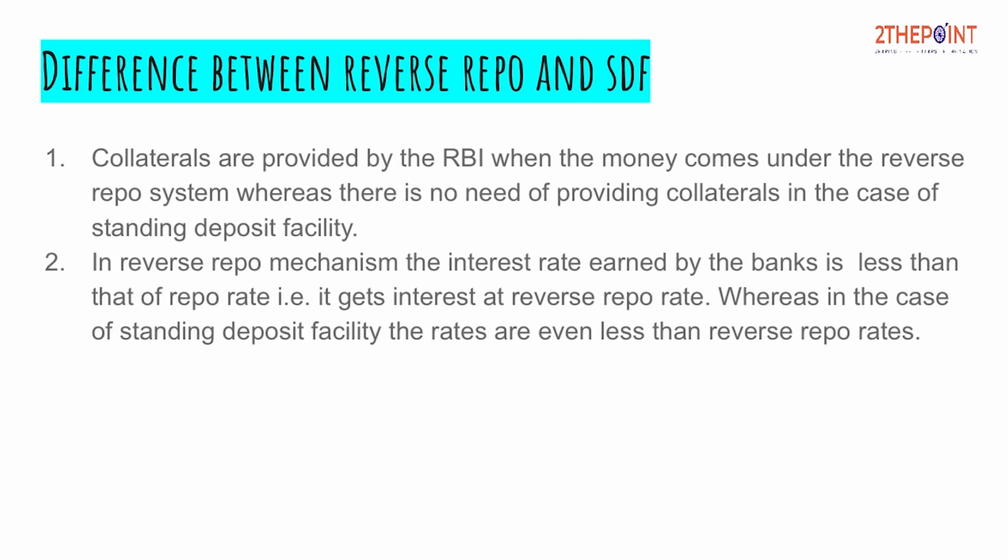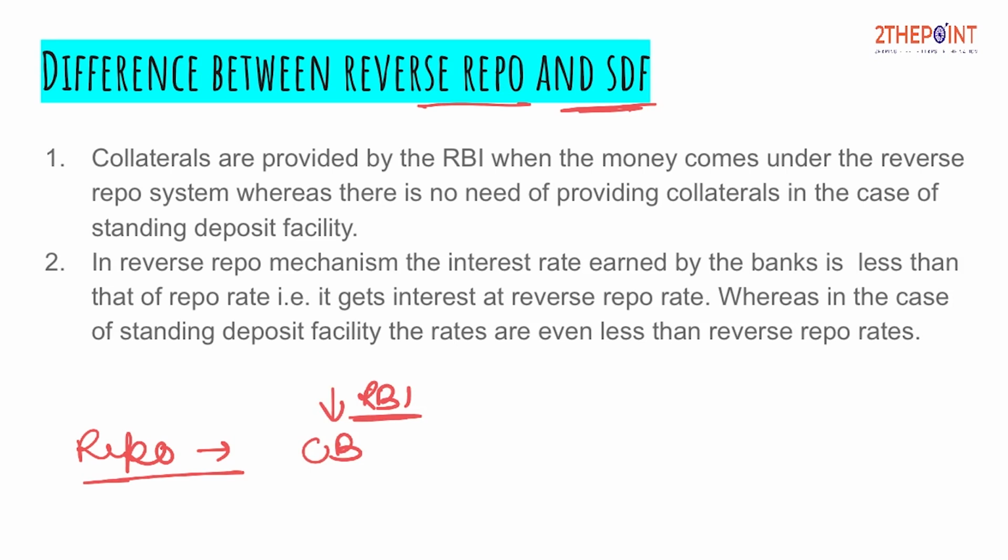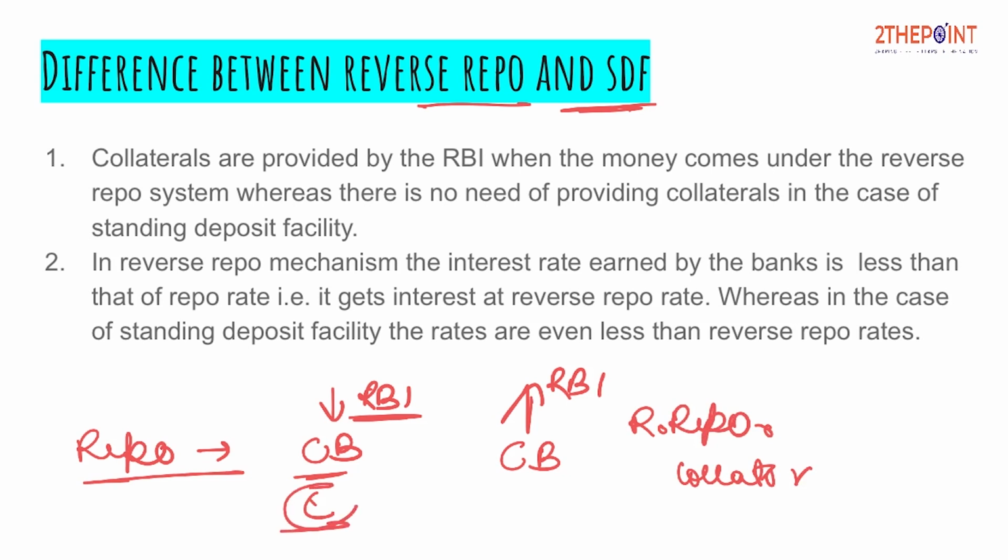Now we'll understand the difference between reverse repo and SDF. First of all, I'd like to tell you what repo rate is. Repo rate is the rate at which commercial banks borrow from RBI. Whenever RBI gives a loan to a commercial bank, it gives it at the repo rate. When commercial banks deposit their money with RBI, it is at the interest rate called the reverse repo rate. I hope it is clear. Now here collaterals are given, and here also collaterals are given.